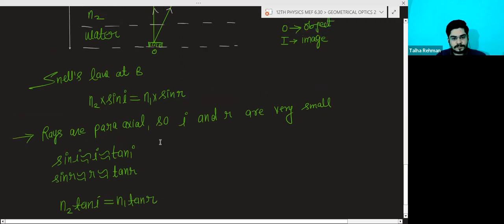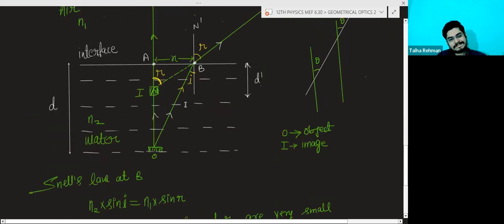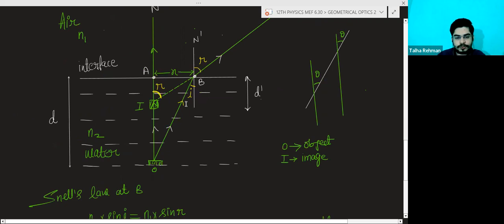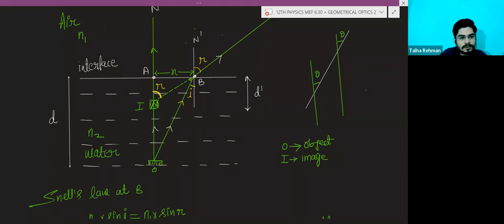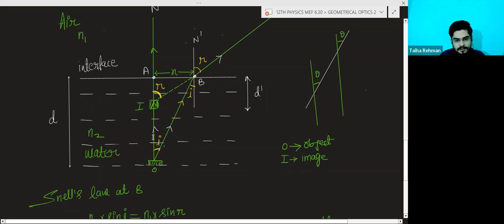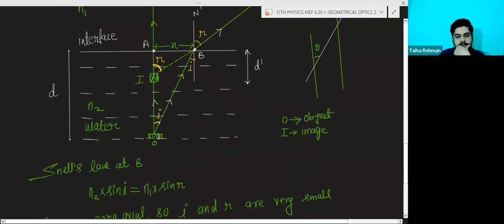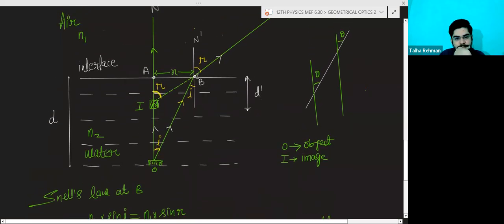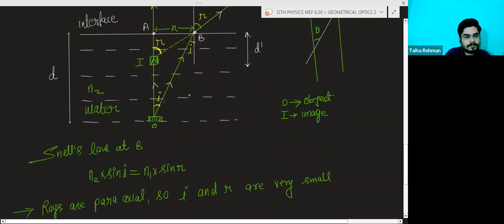Now see in this triangle. One more thing I want to tell you. This line and this line are parallel, and this line is the same, so this angle will also be angle I, the angle of incidence. This angle is equal to this angle from the geometry. Now see triangle OAB.